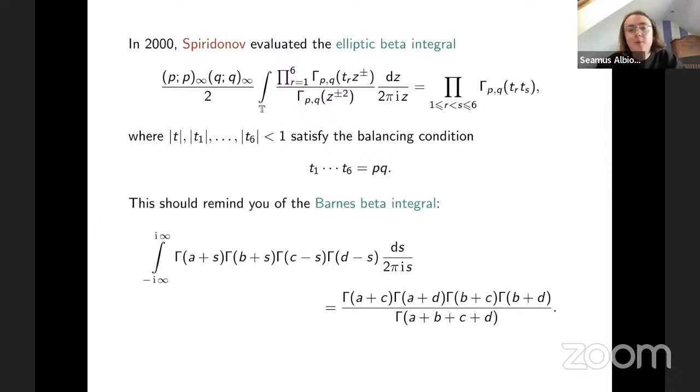And you can actually deform the contour of the elliptic beta integral to not be the unit circle, provided you ensure that, and also by doing that, you can remove the restriction that all of these t_i lie inside the unit circle. But your contour still has to separate sequences of poles which go to 0 from those going to infinity.